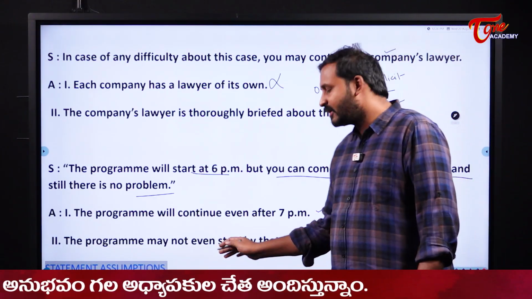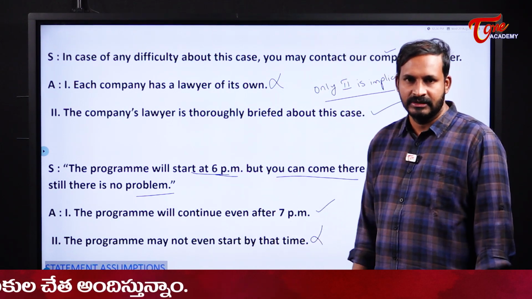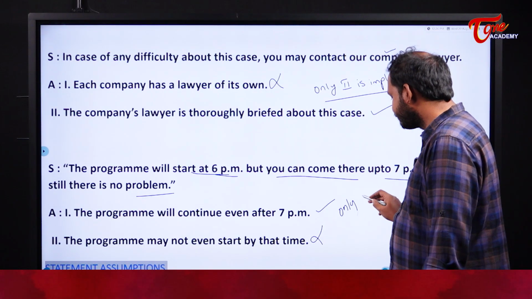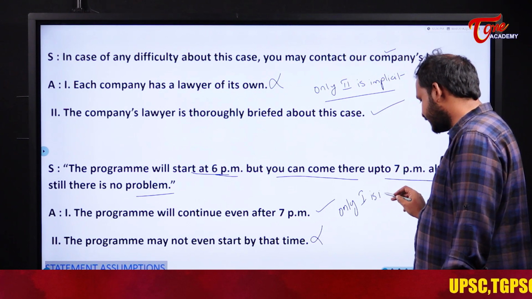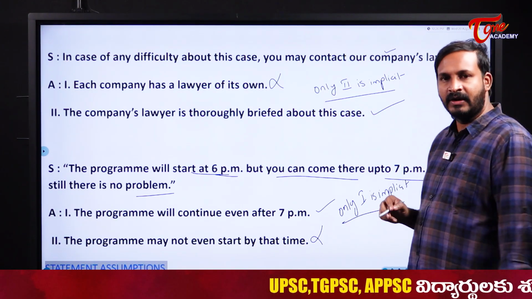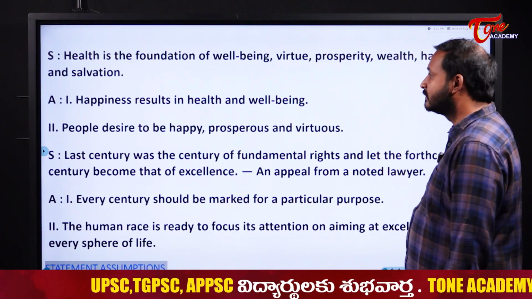Okay. So, the second one is not implicit for us here. Why? The program may not even start by that time. No, the program is starting at 6 p.m. only. That is the reason. So, here only one is implicit for us. Only one is implicit for us. Okay, next one.